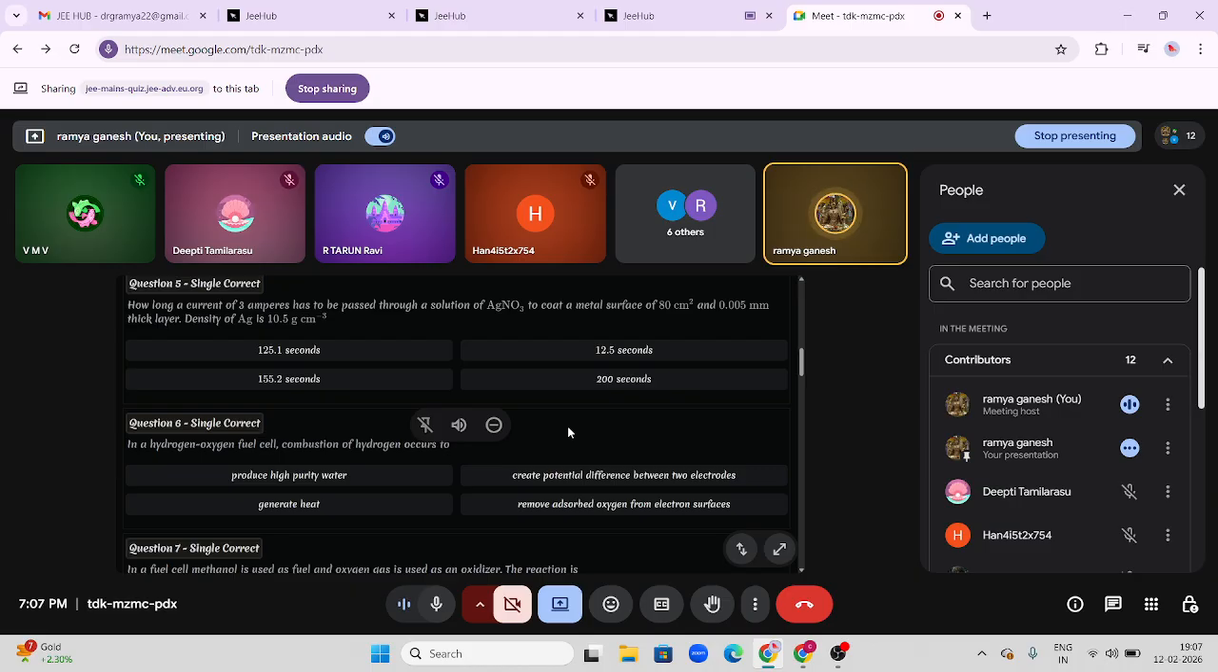Deepti, tell me how are you going to solve this question? I hope I'm audible. Deepti? Yes, ma'am. How are you going to solve this question? Just give me the idea. I don't want mathematical steps here. Just give me the idea.